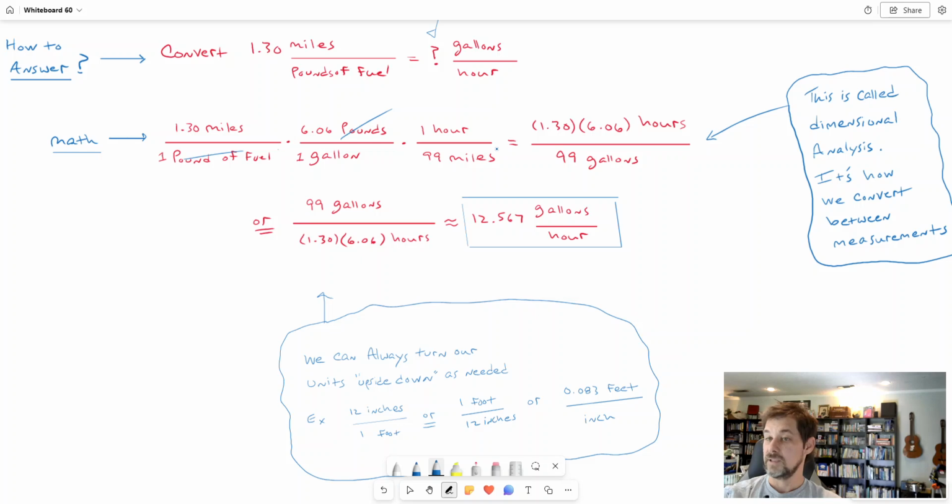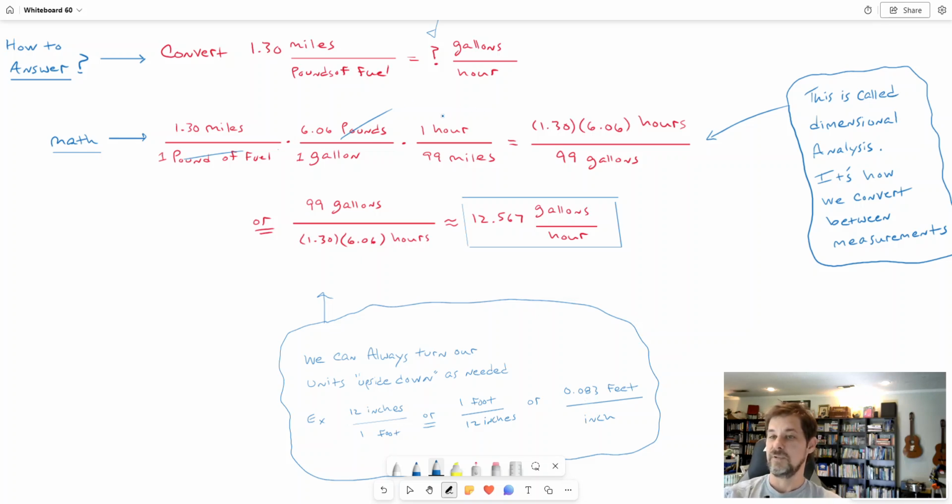So this number was just given as the speed. I could say the plane was moving 99 miles per hour, or I could say for every 1 hour it traveled 99 miles. It doesn't matter how I write that. Okay, so I put a note here. We can always turn our units upside down if we need to. So for example, I could say 12 inches is 1 foot, 12 inches per foot, or I could say 1 foot per 12 inches. Or I can even divide 1 by 12 and say that's 0.083 feet per inch. 1 inch is 0.083 feet. So I can do that.